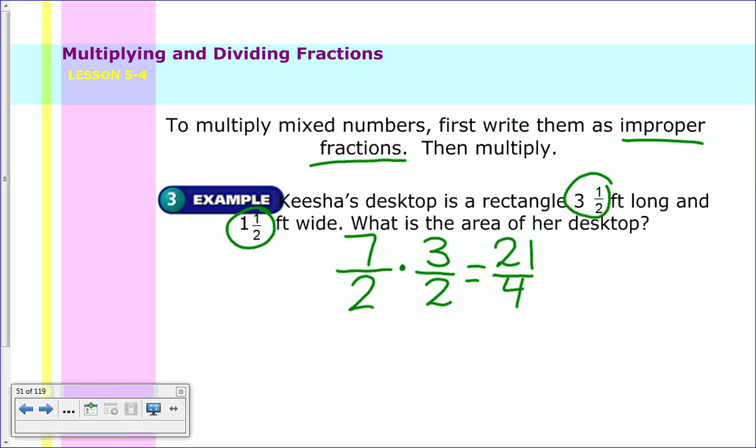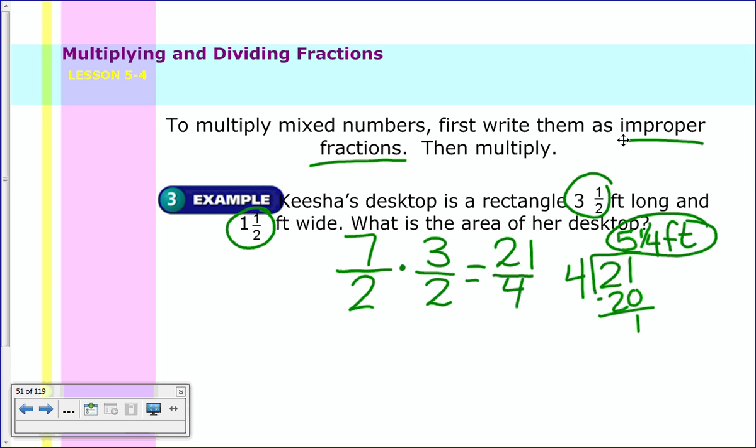I get 21/4. But again, that doesn't tell me much about the area, so I should probably simplify it out. 4 goes into 21 5 times, and I'm left with 1/4. So the area of her desk is 5 1/4 feet. That would be your answer.